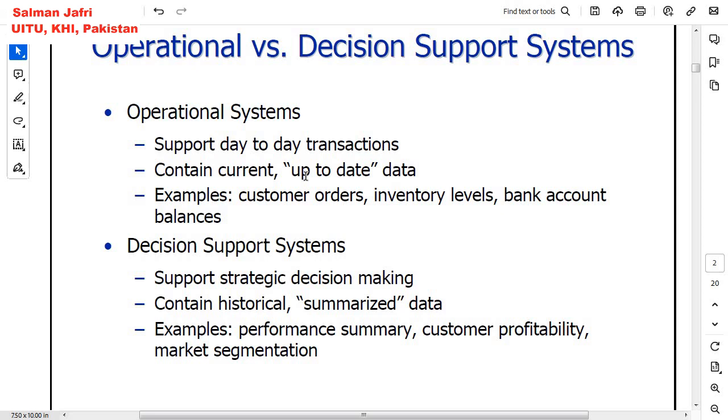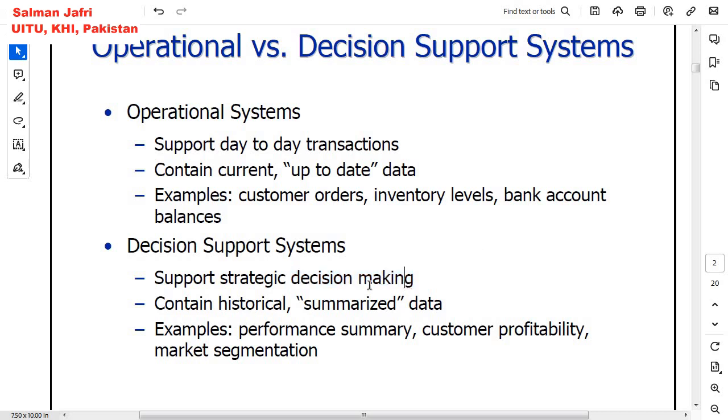So once the transaction has committed, the system contains updated data. The stock has been updated, right? One would have been subtracted from the quantity in the stock. So operational systems would contain up-to-date data, and as the example shows, it consists of customer orders, inventory levels, bank account balances, etc. On the other hand, decision support systems, they support strategic decision making.